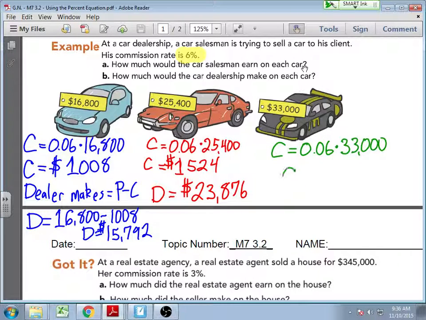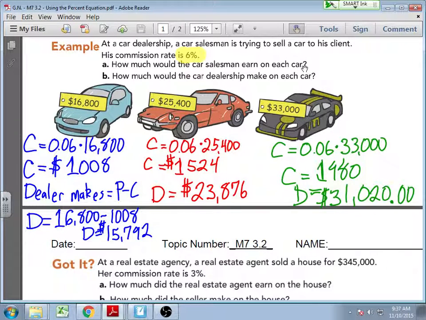And we will try to go class answer on this one. Commission for the crazy race car looking thing? It's a NASCAR. $1,980. Yeah. And that leaves my dealership making $31,050. $31,020. There we go. And the decimal point helps to clarify that my number ends there, and then you can put zeros if you want, but you don't have to.